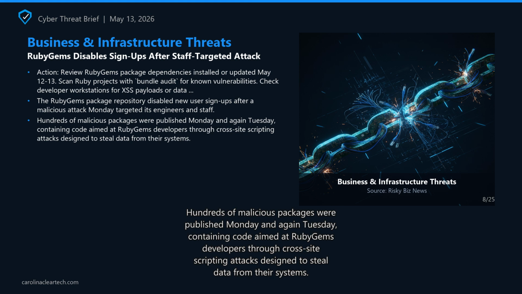Action: review Ruby Gems package dependencies installed or updated May 12-13. Scan Ruby projects with bundle audit for known vulnerabilities. Check developer workstations for cross-site scripting payloads or data exfiltration. Monitor Ruby Gems security team updates at rubygems.org/pages/security. Source: Risky Biz News.